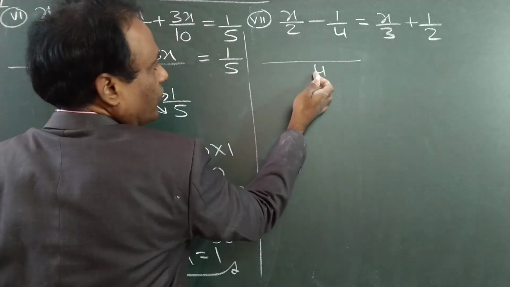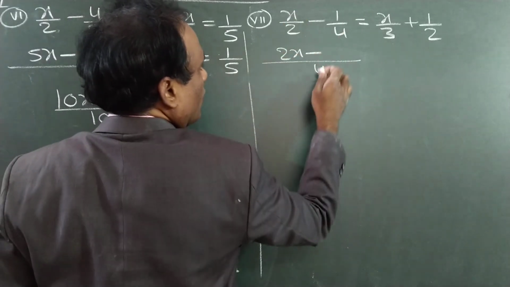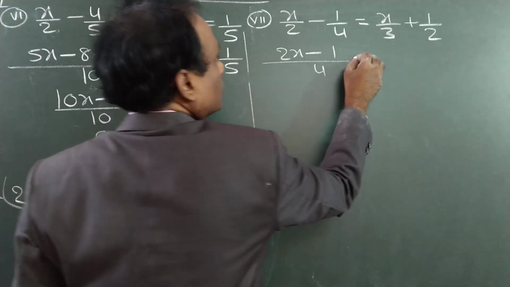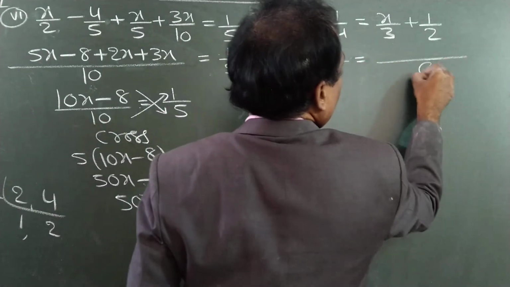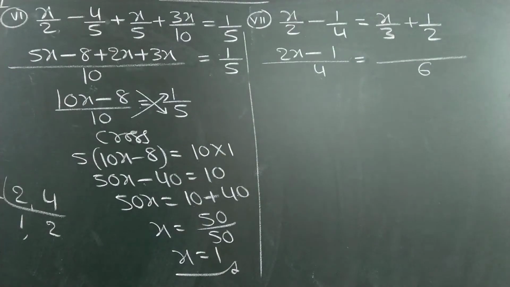Two 2s are 4. 2 times 2 into x is 2x. 4 one time 1 into 1 is 1. On the right side, the LCM of 3 and 2 is 6. You can take the LCM and get the numerator. What is the answer? Anybody got the answer?